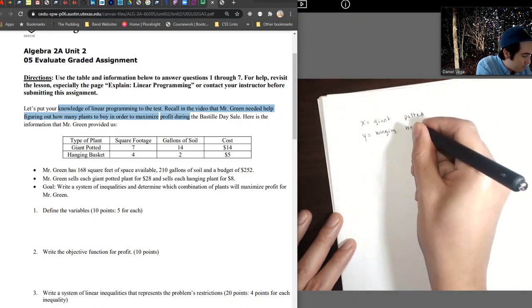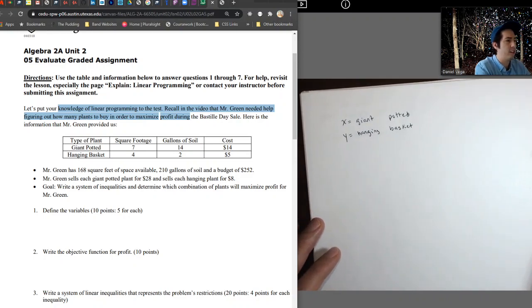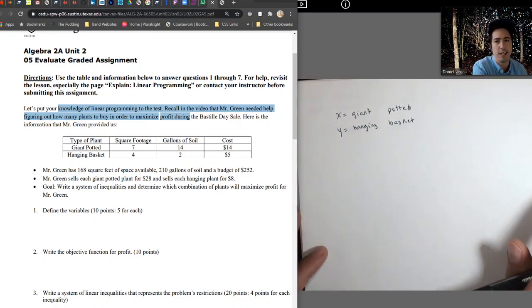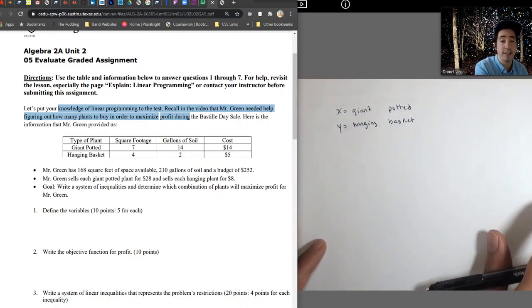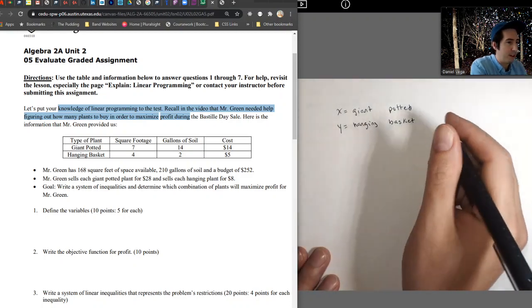That's just so we can use it in Desmos, because we're going to solve this with Desmos, and it'll be much easier if we use X and Y. And that was the first mistake that I was having before. I just kind of messed up on there.